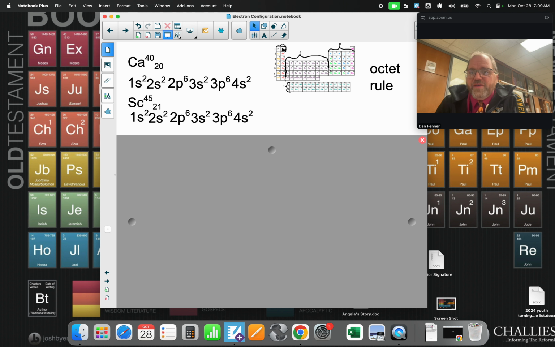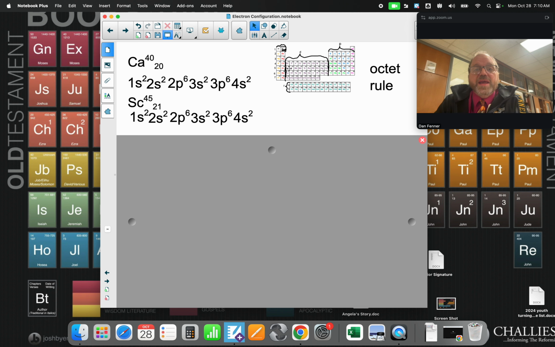The maximum number any atom can have in its outer shell is 8. So what we do for these, when we hit this d orbital, we can't put them on the outer shell, so we put them in an inner shell. We drop down. So when we hit this little line here into the d's, we drop down an energy level. So we go from 4 down to 3.